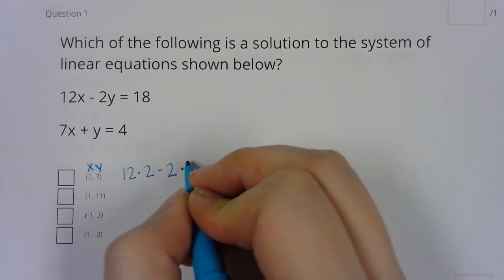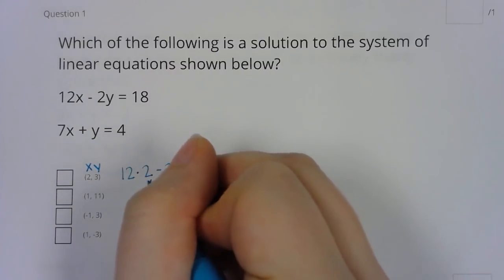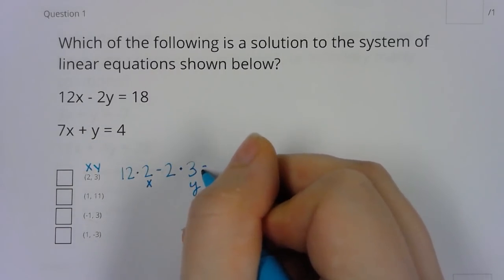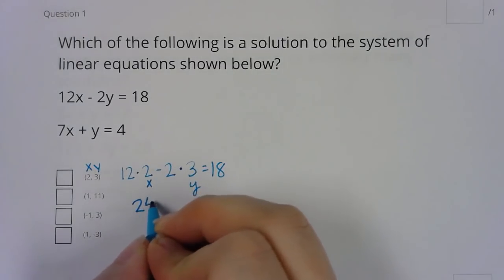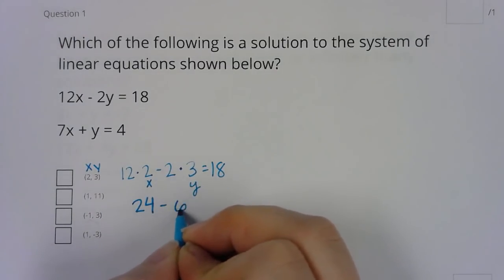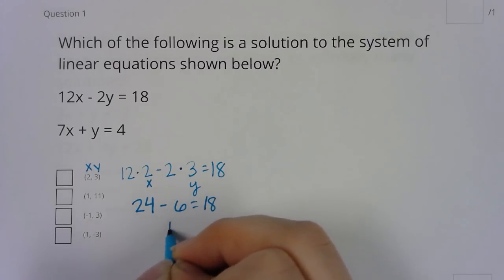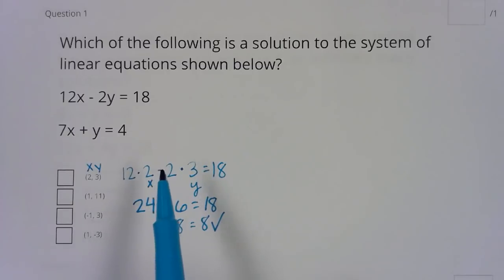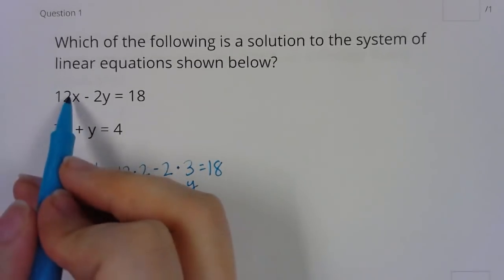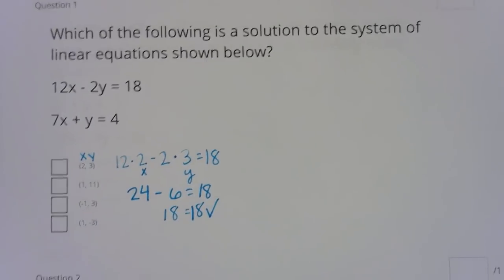So if I were to do that with 2, 3, I could put in 12 times 2 minus 2 times 3, because 2 was my x and 3 was my y, together equals 18. So 12 times 2 is 24. Minus 2 times 3 is 6, which should equal 18. It does, in fact, equal 18. So it's a solution to the first equation, but I also have to check the second one.